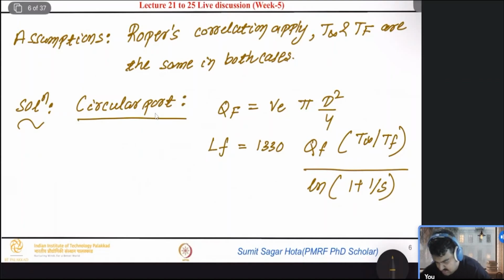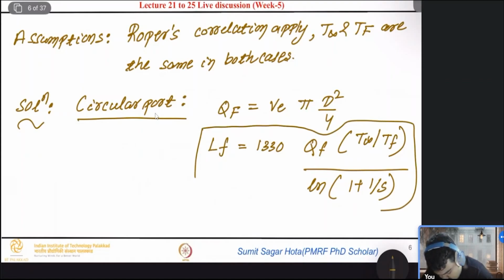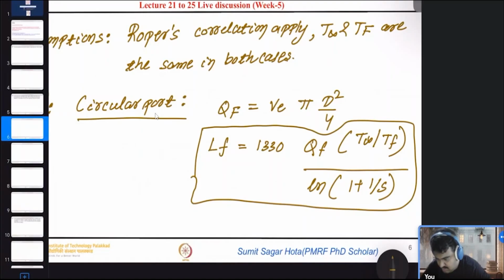What is S? Actually, it's very simple. S is 4.76 times a, and a is equal to x plus y by 4. We already discussed all these things. Now we just stop with this L_F. Then we go for the square port, and finally we take the ratio by putting in all the values. This is our plan. Now this is for the circular port. Let's go for our square port now.